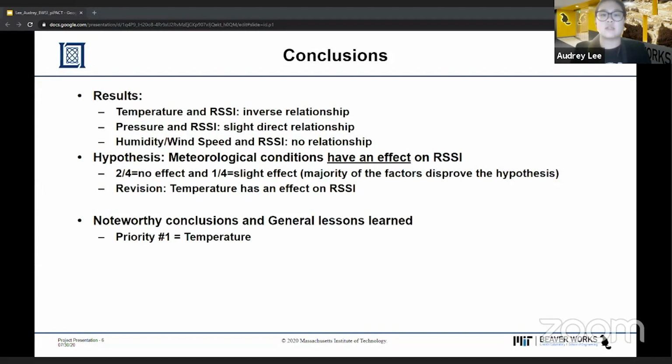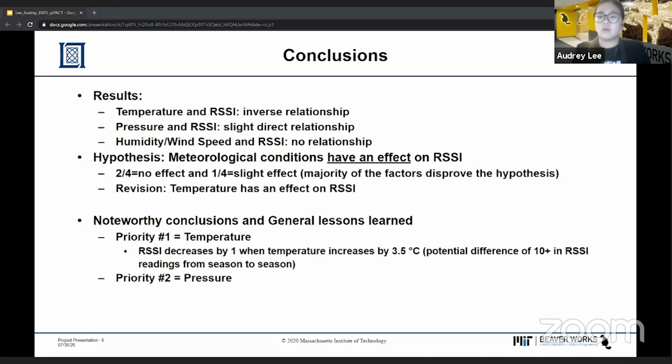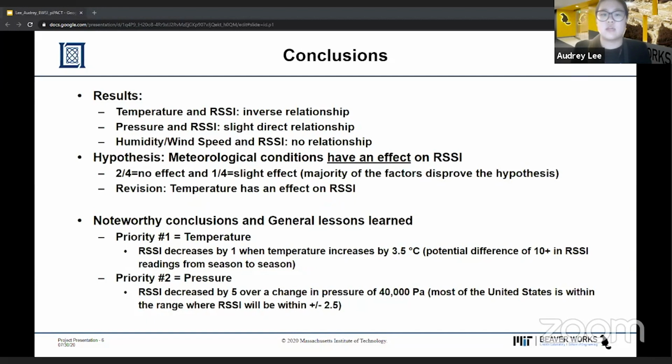The results found that RSSI decreased by about 5 over a change in barometric pressure of almost 40,000 pascals, or a change in altitude of more than 4,000 meters. And since most of the United States is at an elevation of 4,000 meters or less, the RSSI would be within a margin of error of just plus or minus 2.5, which is not as drastic as the effects of temperature, but still more noticeable than the effects of humidity or wind speed, which is none.